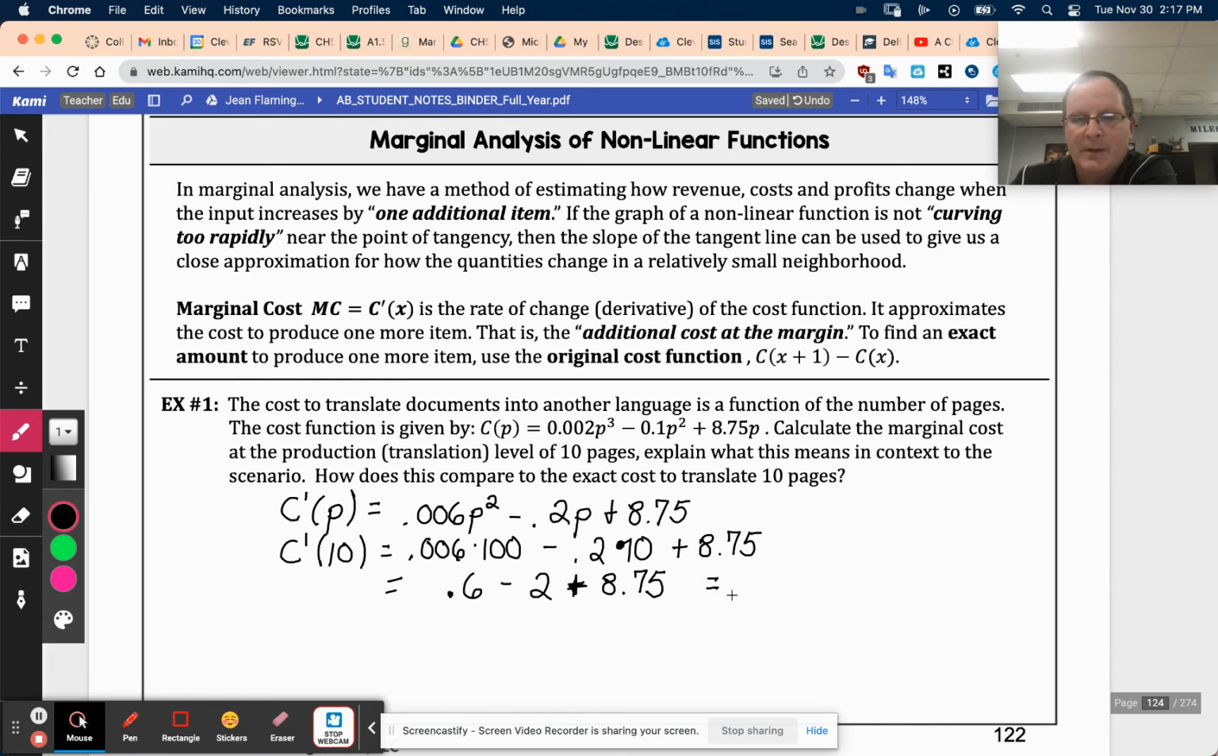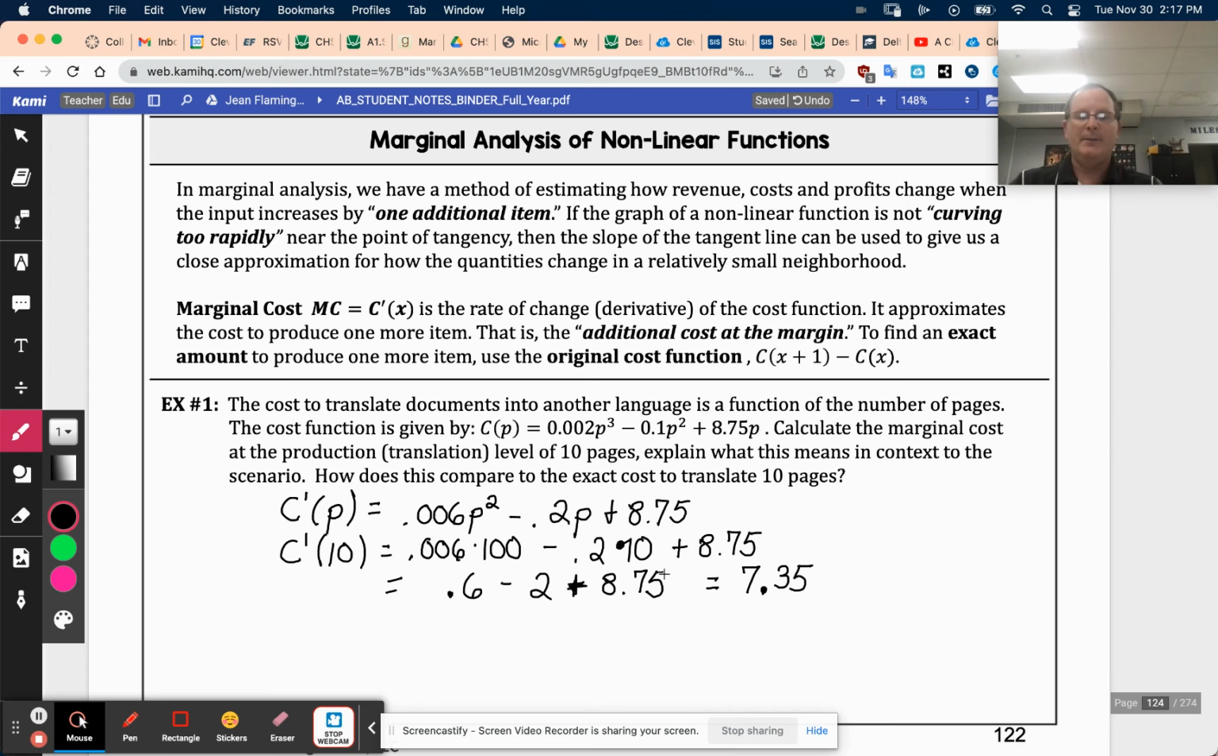All right. So then, 0.6 minus 2 is a negative 1.4. The negative 1.4 added to this is going to be 8.75 minus 1.4. So 7.35. And of course, that's money. All right, so that's $7.35.